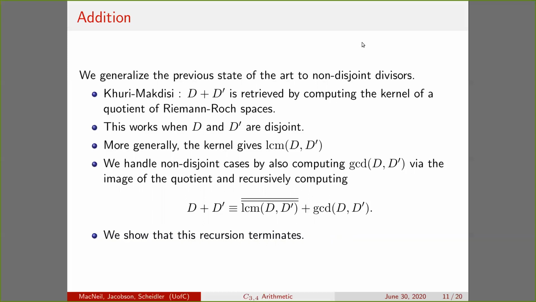We handled the non-disjoint case by also computing the greatest common divisor through the image of the quotient and then recursively using the identity D plus D prime equals LCM plus GCD. Now the GCD is always going to be a reduced divisor, but the LCM might need to be reduced before we add it, thus the double bar above it. And we show in our paper that this recursion terminates.